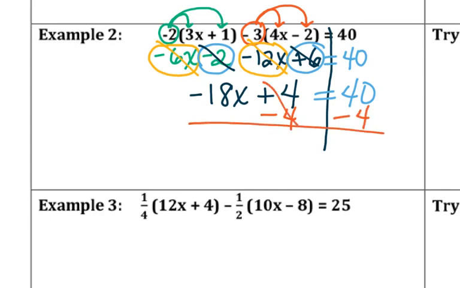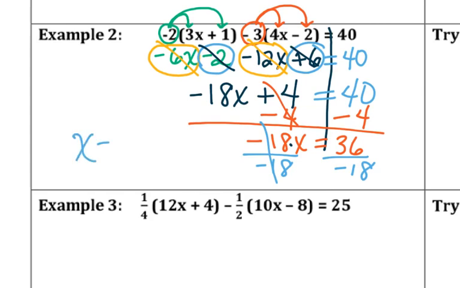4 minus 4 is 0, so that makes that term go away, leaving me with negative 18x equals 40 minus 4 is 36. As always, our last step is to divide. This is saying negative 18 times x equals 36. So we need to undo multiplication by dividing by the exact number, which was a negative 18 on the left, and a negative 18 on the right as well. Negative 18 over negative 18 is 1x. 36 divided by negative 18 is a negative 2.